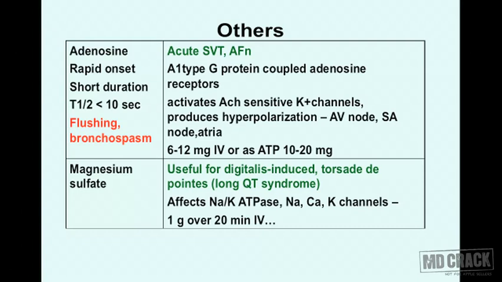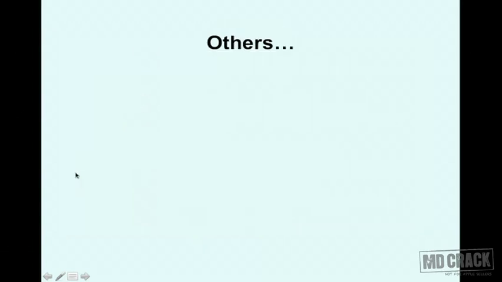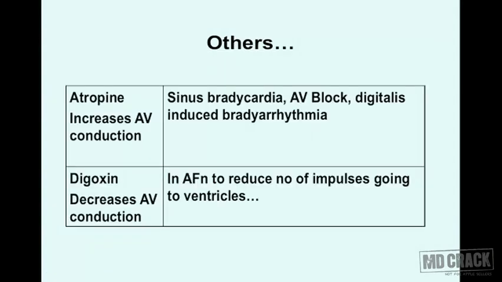In the others, I am also including magnesium sulfate, which is useful for digitalis induced arrhythmia. For Torsade de Pointes arrhythmia, we were saying class 3 agents produce Torsade de Pointes. This you can treat with magnesium. Magnesium affects sodium potassium ATPase. It affects the sodium, calcium and potassium channels, and it is used by intravenous route of administration, 1 gram over a period of 20 minutes. Go to the next slide. In the others, as I already said, I am including atropine and digoxin.